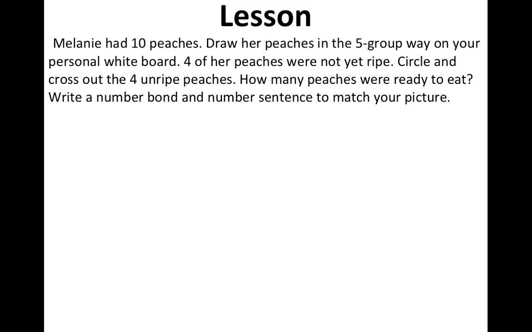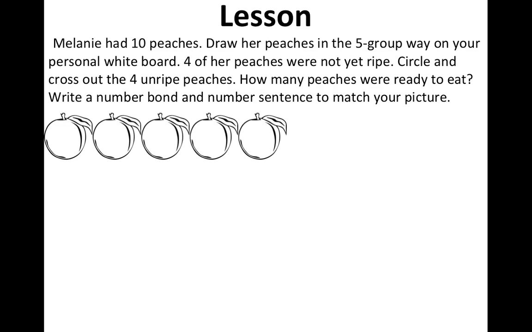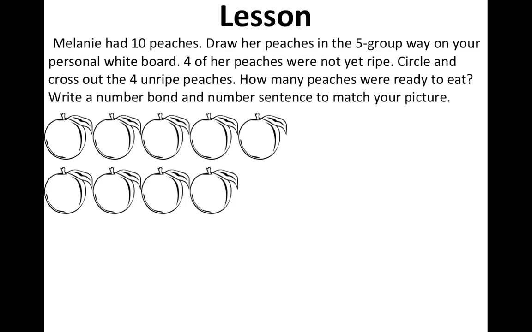So let's do it. So I know Melanie has 10 peaches. So I drew the 10 peaches, right? In a 5 group way. Now, 4 of her peaches were not ripe. So I can choose any 4 and show that they're not good to eat yet. I have to circle and cross out 4 unripe peaches.